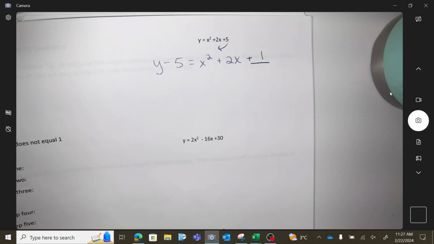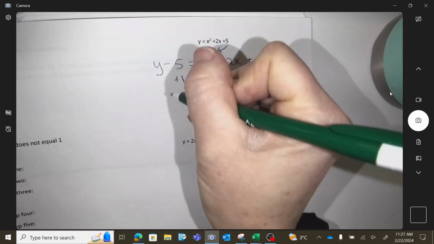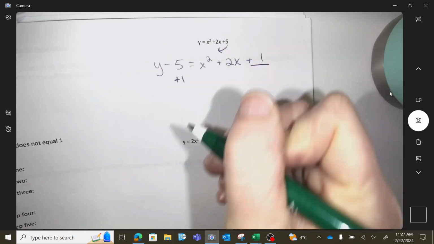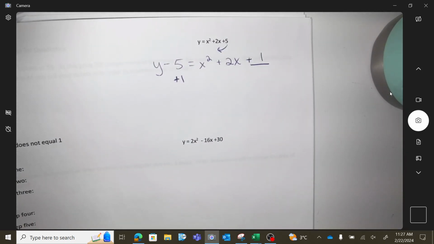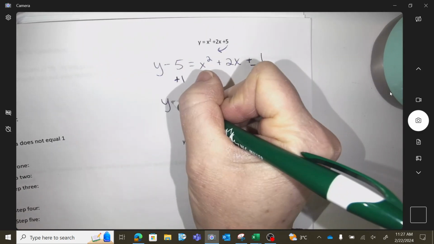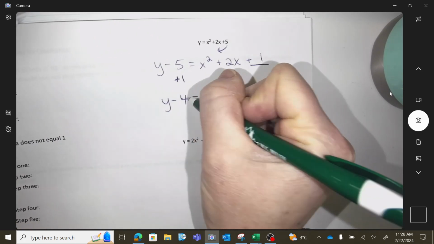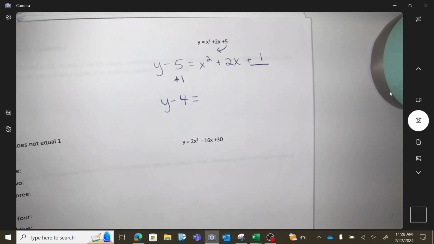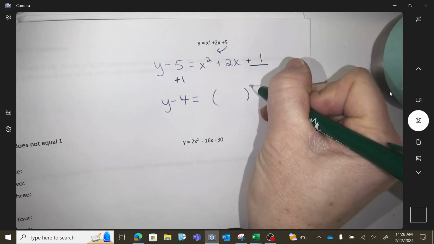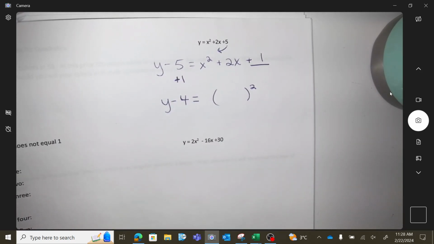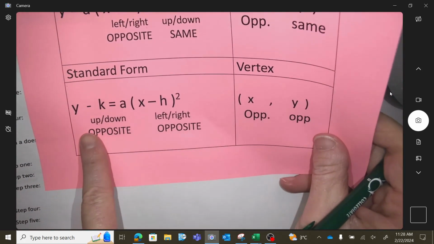Step 3. What do you do now? What happened to your teeter-totter? Balance it. Step 4, finalize it. So this would go y subtract 4, and then I don't have an a, so I'm going to leave that alone. I have just a 1 there. So then brackets squared. Okay, and remember, obviously you're going to have a formula sheet. This is exactly what I'm trying to look like.